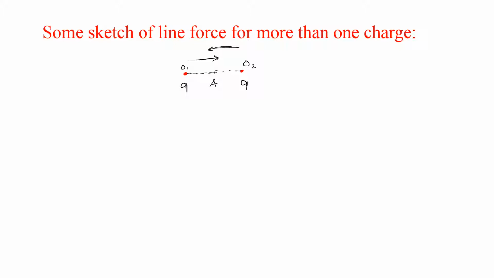As both charges are the same, the point where the electric field is 0 is the midpoint of the joining line between O1 and O2. So that means O1A equals O2A equals O1O2 by 2. You can calculate it mathematically. This is your task. Do it yourself.